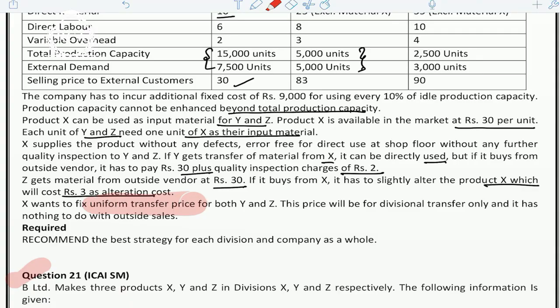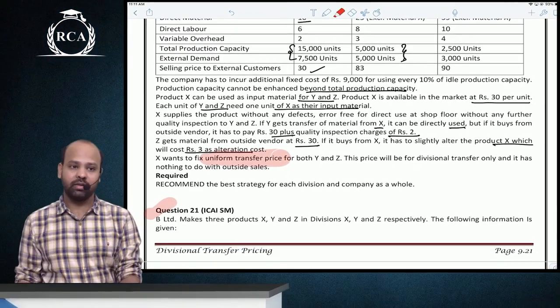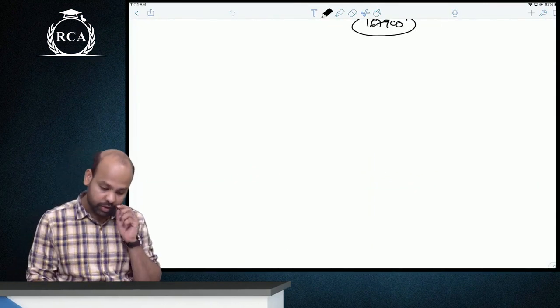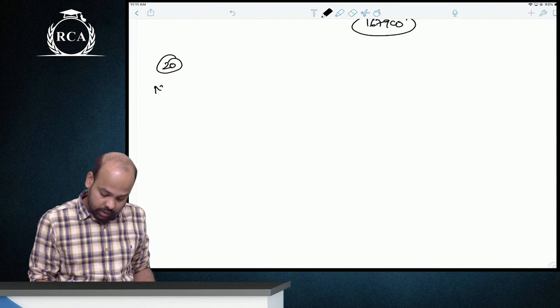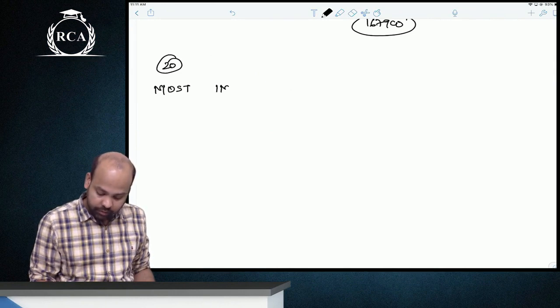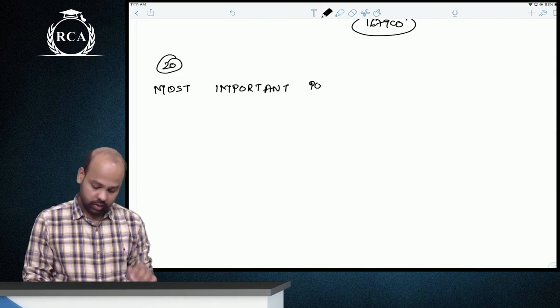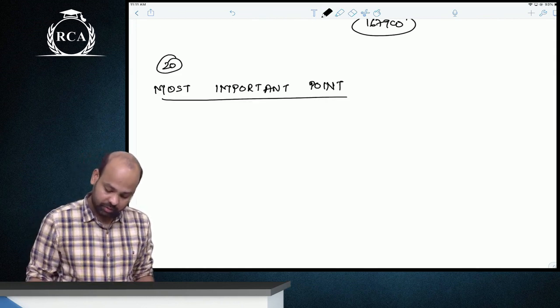Yes guys, I hope you all read the question. So the first thing, beta, let us write that this question has uniform transfer prices. Most important part of the question, guys. The most important point of this question is uniform transfer price, so that these people do not fight among themselves.